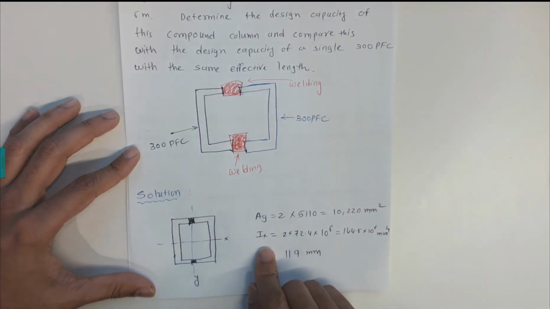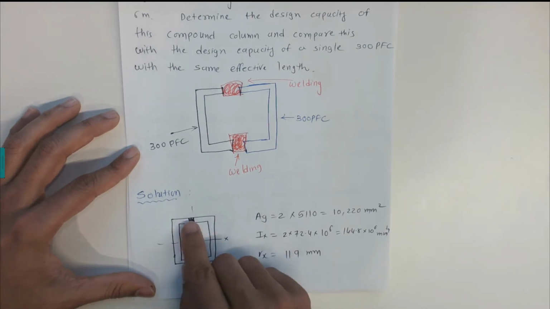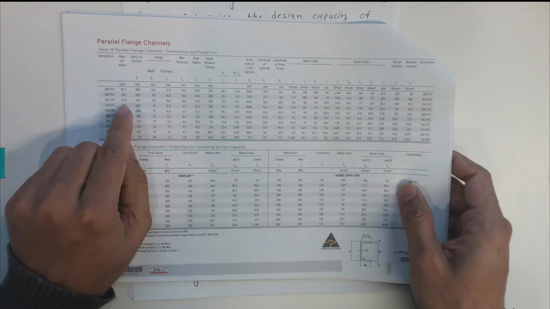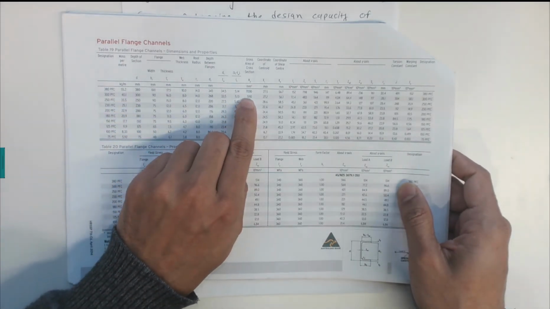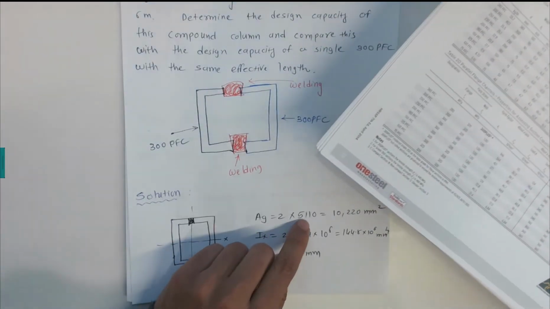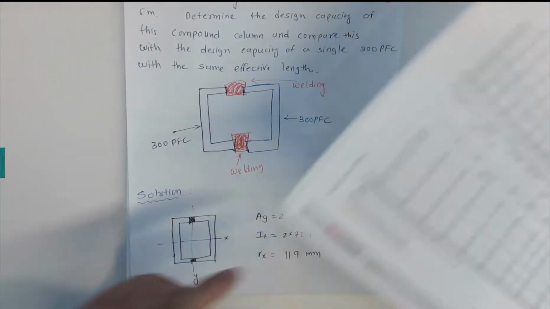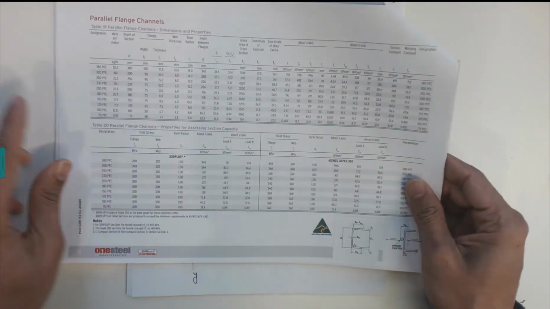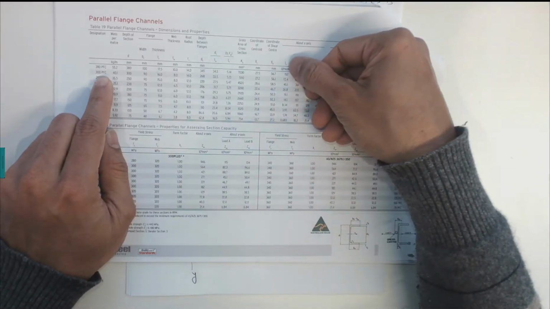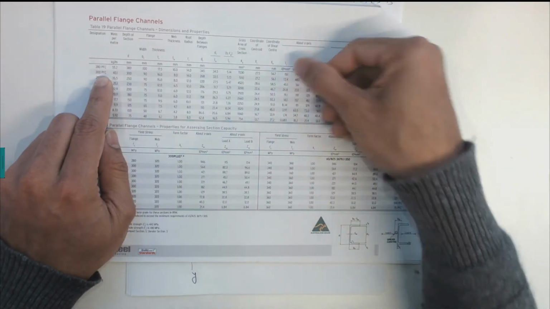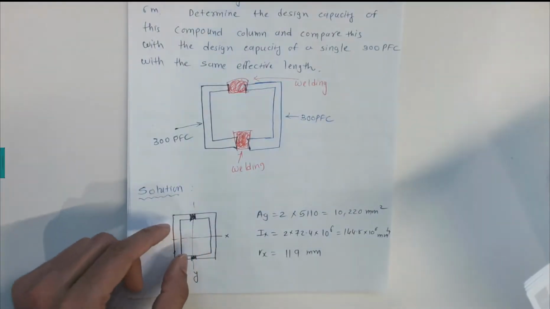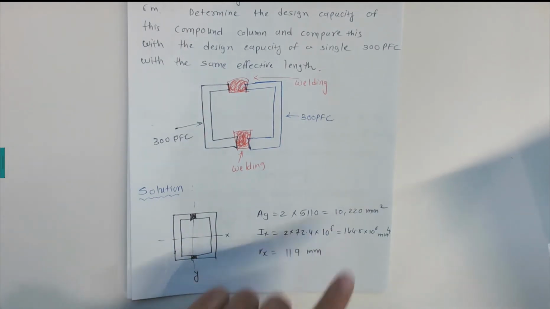We first find some information from the OneSteel tables, the gross area for single channels. From the OneSteel tables here on page number 19, we have the 300 PFC parallel flange channels. In that one, the gross area is given as 5110 millimeters squared. That is times 2 because we have two channels, which gives us this number. The moment of inertia about the x-axis for 300 PFC is 72.4 times 10 to the power 6. This value is given for a single channel. Now we have two channels, so I multiply by 2, and that gives these numbers.